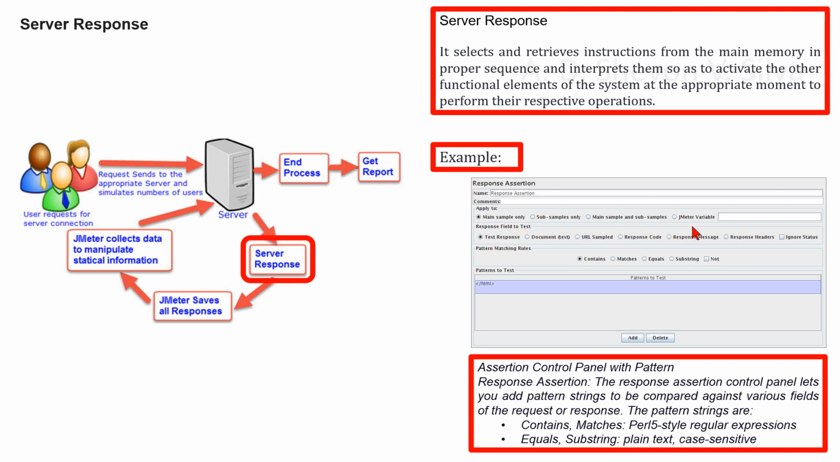JMeter variable name to use: assertion is to be applied to the content of the named variable. This attribute is a required attribute, and here you can see Field to Test. Instruct JMeter which field of the request or response to test. Text Response: the response text from the server, that is the body, excluding any HTTP headers.